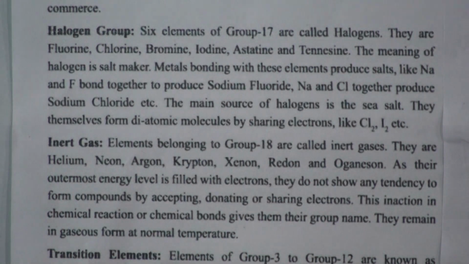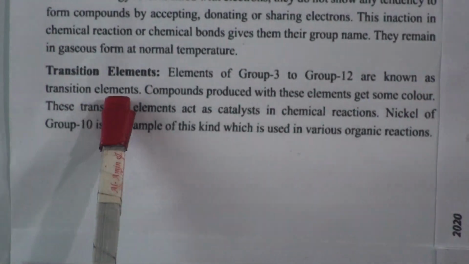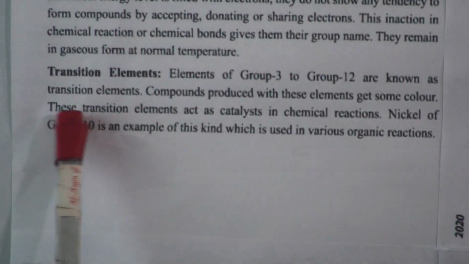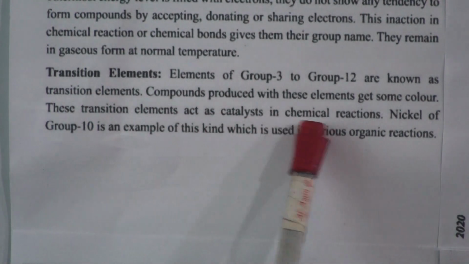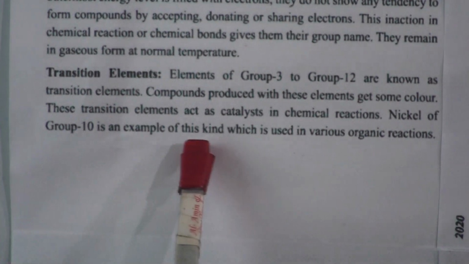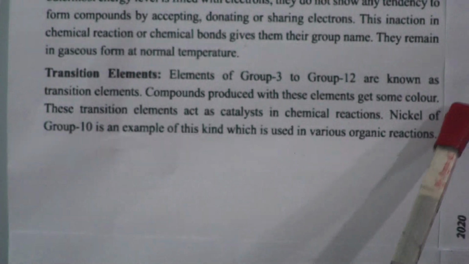Now come to the transition elements. Elements of group 3 to group 12 are known as transition elements. Compounds produced with these elements are colored. These transition elements act as catalysts in chemical reactions. Nickel of group 10 is an example of this kind, which is used in various organic reactions.